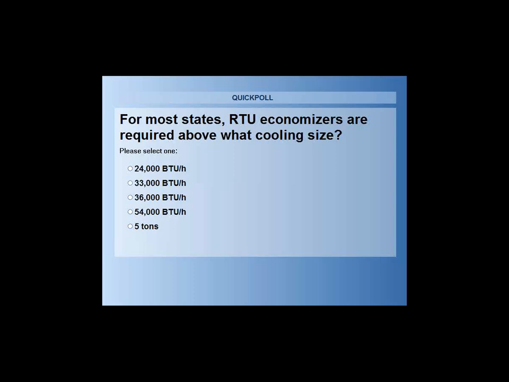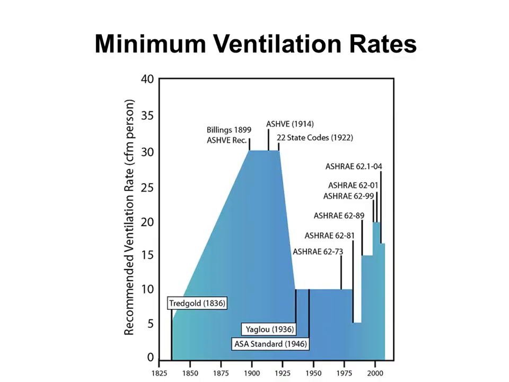This one could be a little tricky. I try to make most of the questions fairly easy, but a couple of them require people paying attention, although most people are getting it right here. 85% of the people voted, so I'll give it another 10 seconds. I'll close it in 5, 4. All right, 83% of the people got the answer correct, which is 33,000 BTUs is one is required to have an economizer.